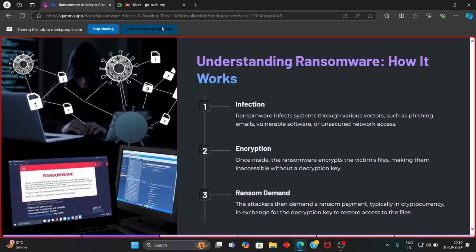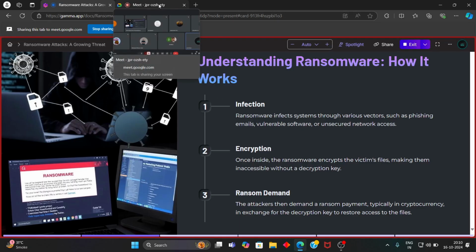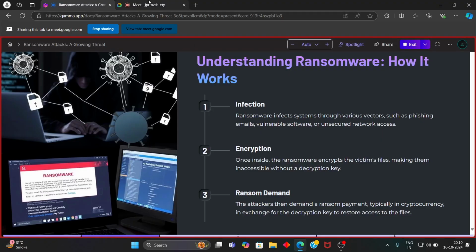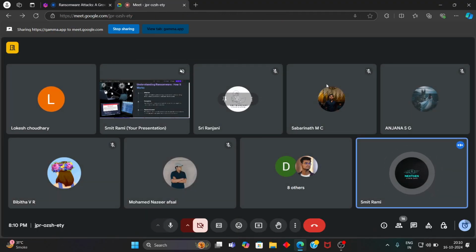Second is encryption. Once the ransomware has entered and infected the system, it will start encrypting the files. Once inside, the ransomware encrypts the victim's files, making them inaccessible without a decryption key. Now, ransomware generally works on asymmetric encryption.